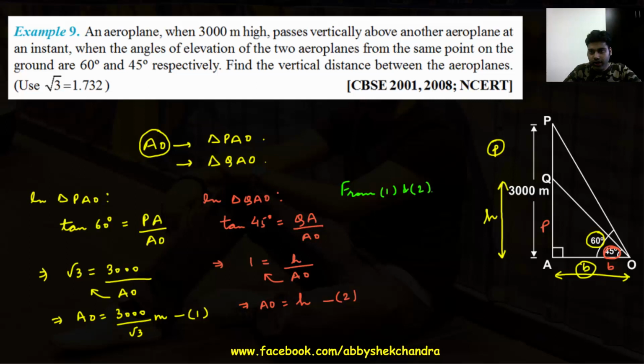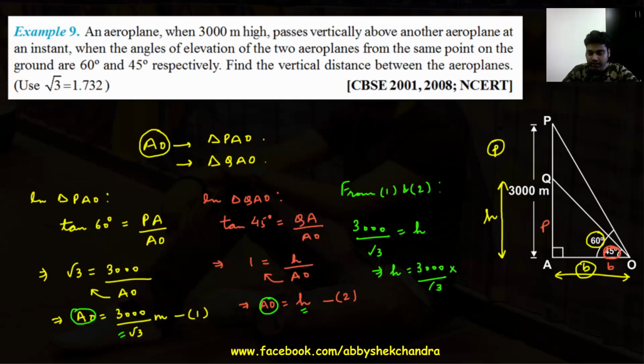now we got the two values of AO from two right angle triangles, right? Now we are going to equate those two values. So AO is equal to this value and AO is equal to this value. So both the values should be equal, right? So H equal to 3000 by root 3.